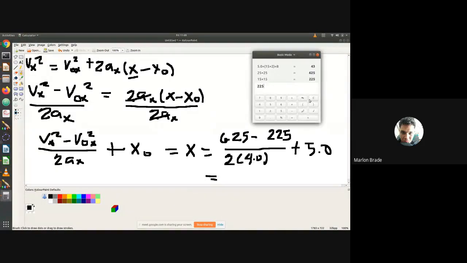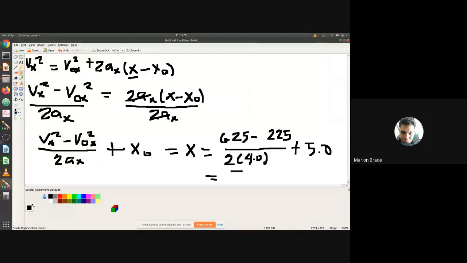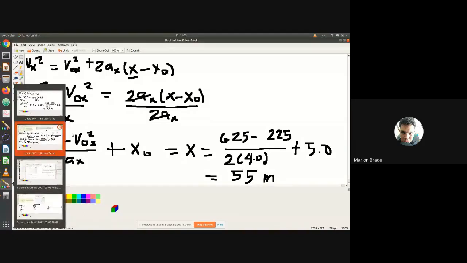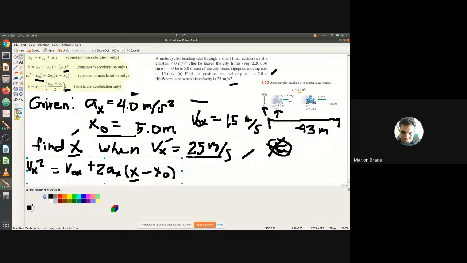So this is equal to 625 minus 225. Okay, 400 over 8, divide 8, 50, plus 5. So this is equal to 55. So naabot siya 55. So the unit is meters. So therefore, unsay pasabot ana? Ang pasabot ani is at the time nga niabot ang velocity sa motorcyclist og 25 meter per second, ang iyang position gikan sa signpost is about 55 meters.